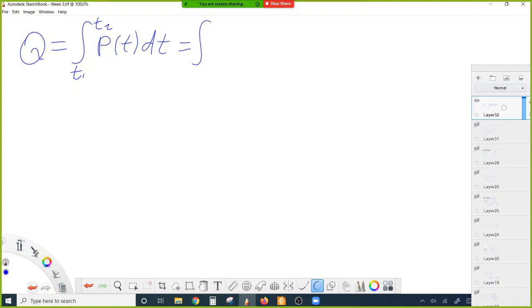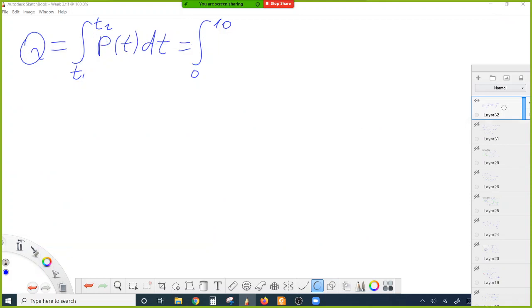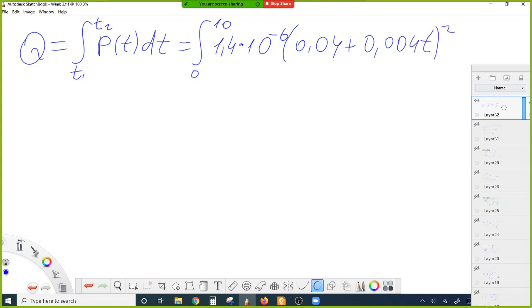is equal to, our T1 is 0, T2 is 10 seconds, P(t) is 1.4 times 10 to minus 6 multiplied by 0.04 plus 0.004 t squared dt.